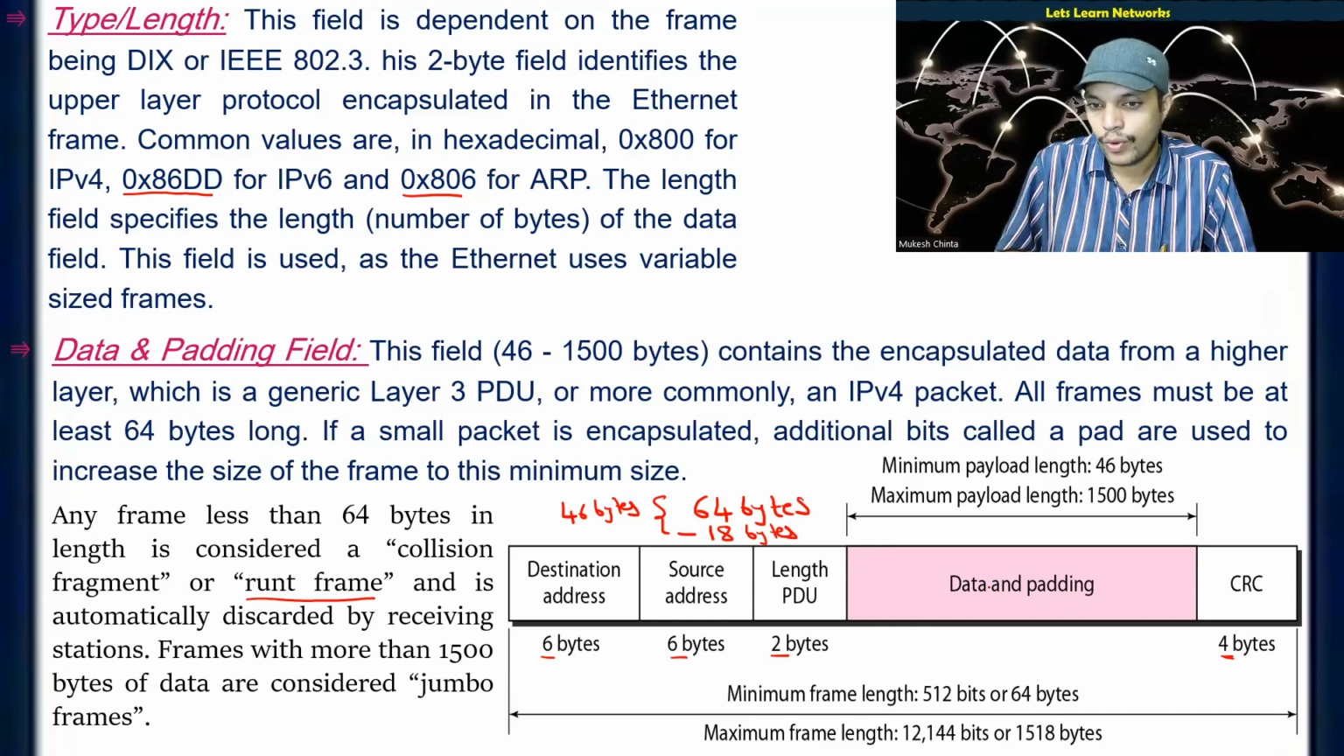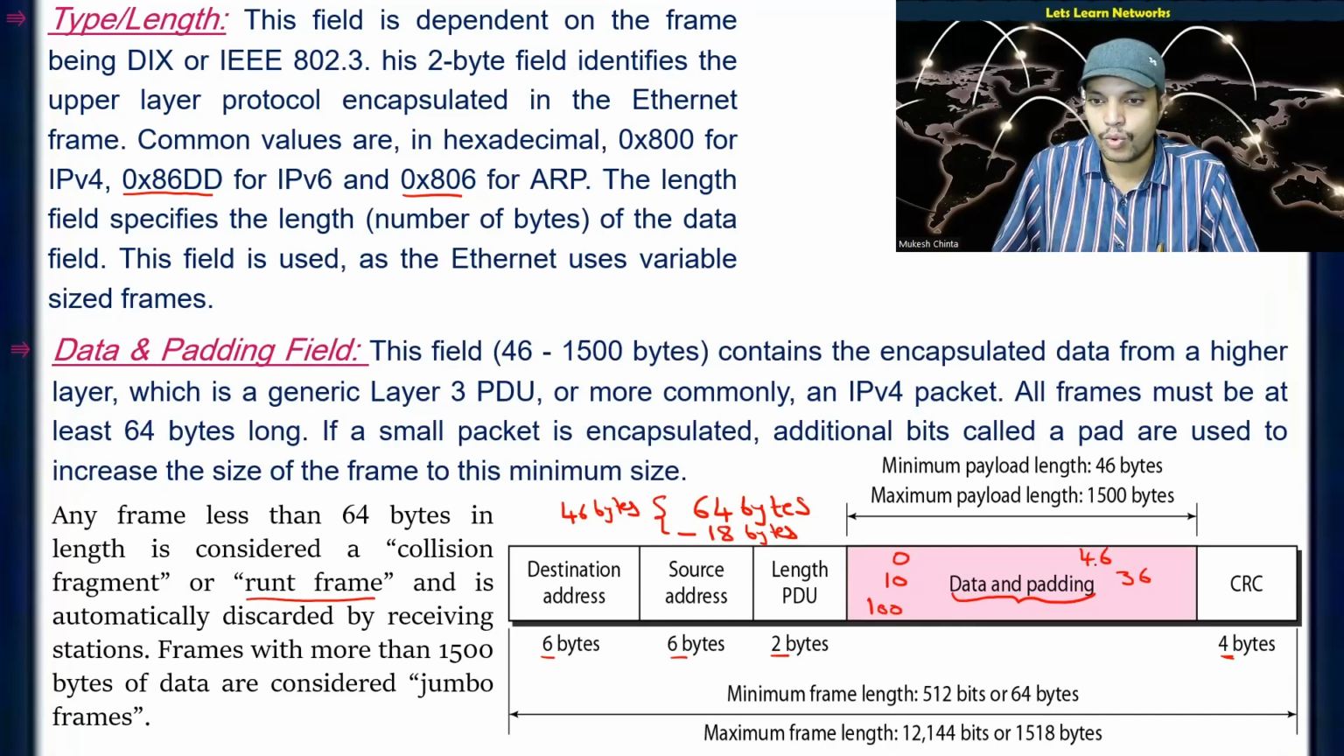For that purpose, that is the reason I'm saying we are adding something called padding. This padding is used when the length of the data field is less than 46. If your length of the data is more than 46, then you need not bother about padding. If the data is 0 bytes, then padding will be 46 bytes. If the data is 10 bytes, then your padding will be 36 bytes. If your data is 100 bytes, don't worry about padding because it is more than your minimum length. So in order to maintain the minimum length of the frame as 64 bytes, I am adding padding here.